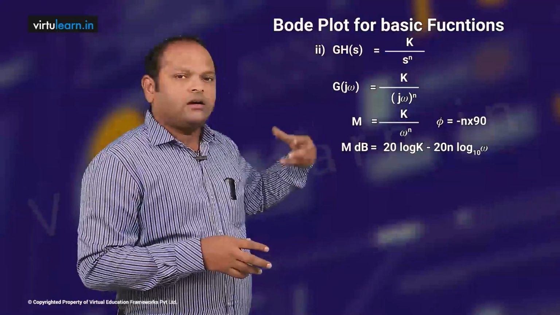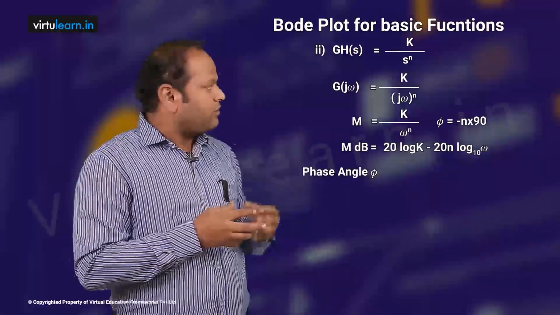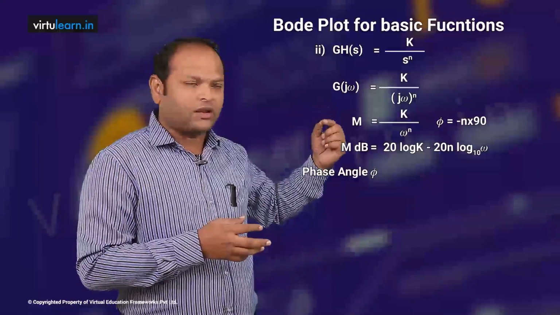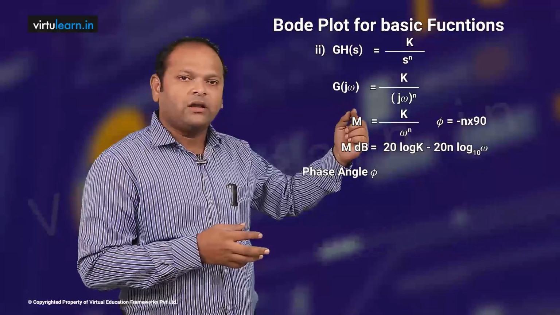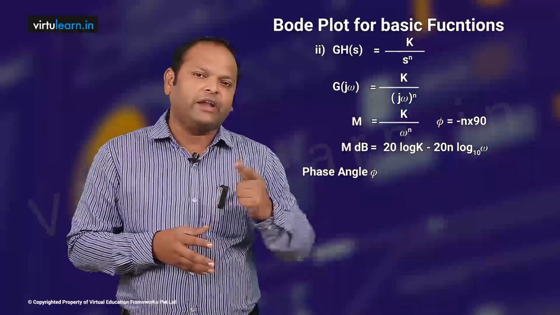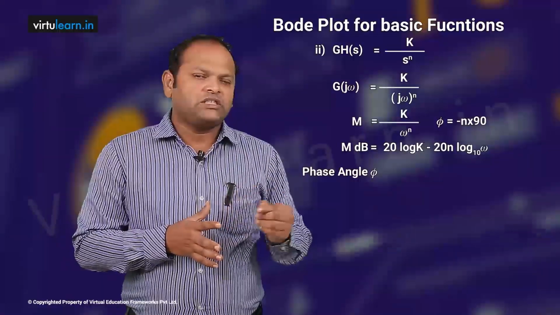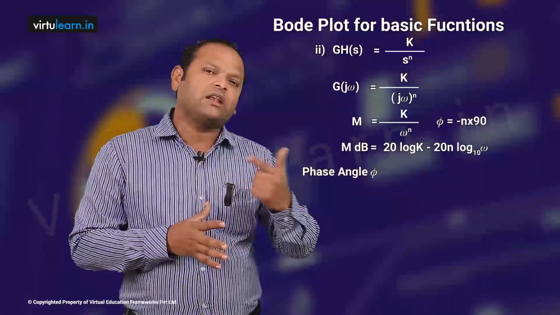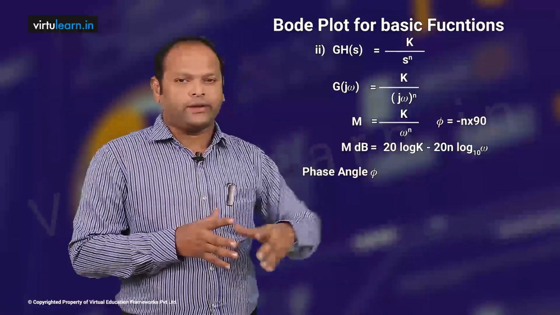Similarly we can write the phase angle expression. The phase angle for K by s power n, that is K by (j omega) power n: for one j omega we have 90 degrees. There are n number of j omegas, therefore n into 90 degrees.